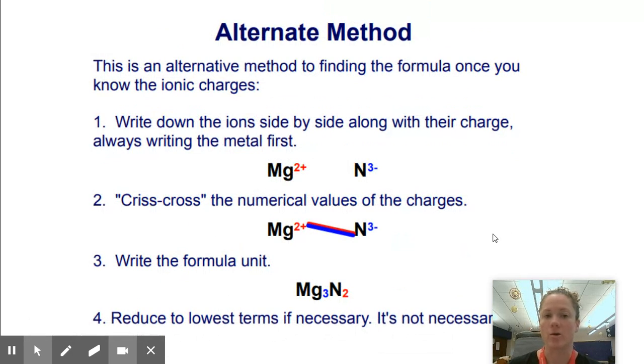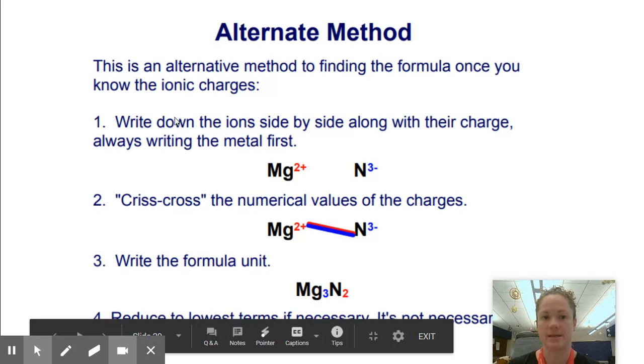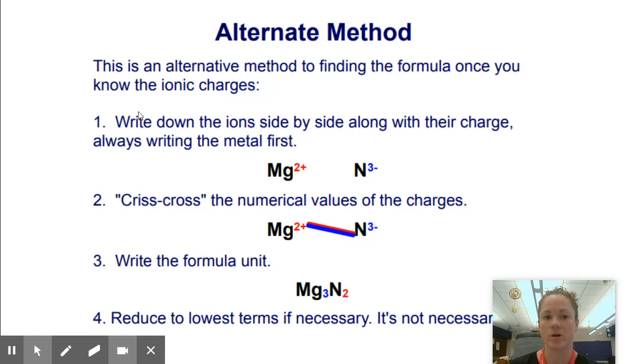All right, so another way to think about this is to find the formula. Once you know what the ionic charges are, write down the ionic charges. So we know that Mg would be plus 2, meaning it has 2 more protons than electrons. Nitrogen would be gaining 3, so that would be a negative 3.